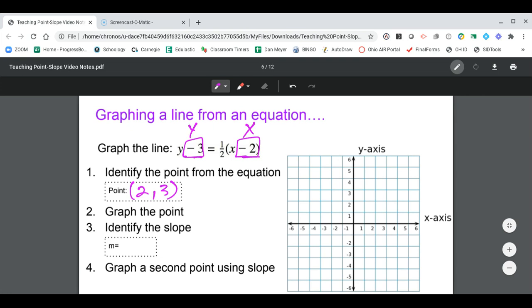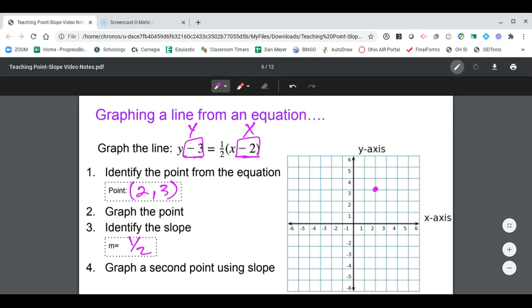So now that we've pulled out the point from the equation, I'm going to plot it. So 2, 3, and you'll do the same with your point that's on your slide. So we've done step 2. Step 1, find the point. Step 2, graph the point. Step 3, identify the slope. So if you look at your equation, there's only one more number. So process of elimination, my slope must be 1/2.